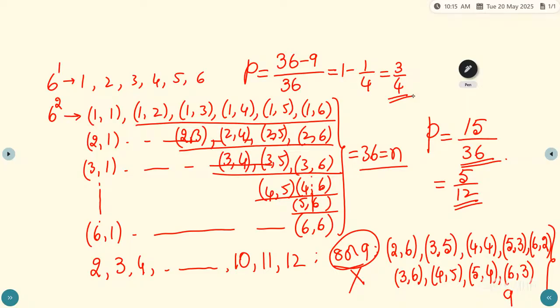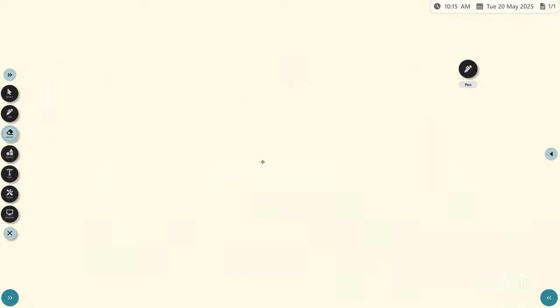When a pair of dice were rolled once, what is the probability of getting an even sum? Even sum. You can say easily.